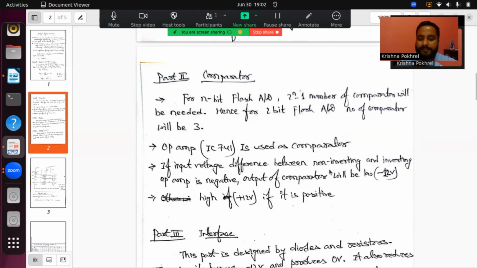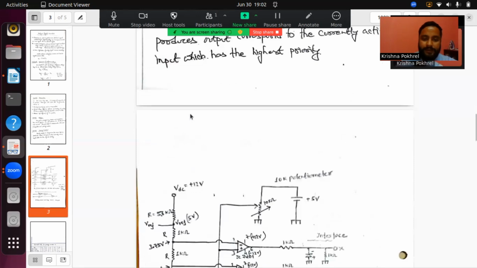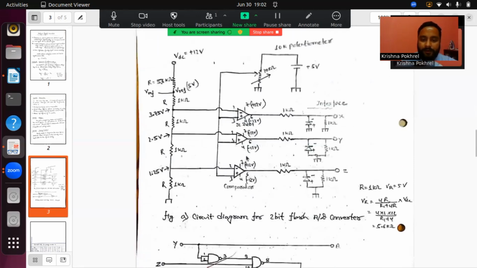If the input voltage difference between the non-inverting and inverting terminals of the op-amp is negative, the output of the comparator will be low, minus 12 volt, and high if it is positive. I'll explain this through a diagram. We have 3 comparators.